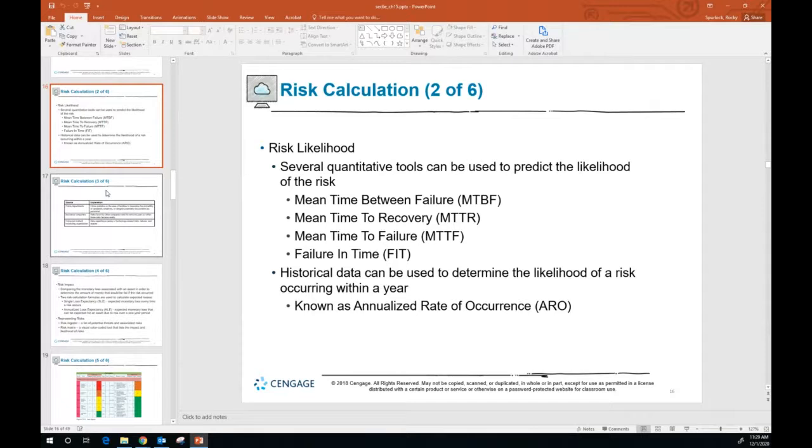We also have a risk likelihood. And you've got several different tools you can use to predict the likelihood of the risk. You have mean time between failures, mean time to recovery, mean time to failure, or failure in time. And you can also use historical data, and you can use this to determine the likelihood of a risk occurring within a year. This is known as the annualized rate of occurrence, or ARO.